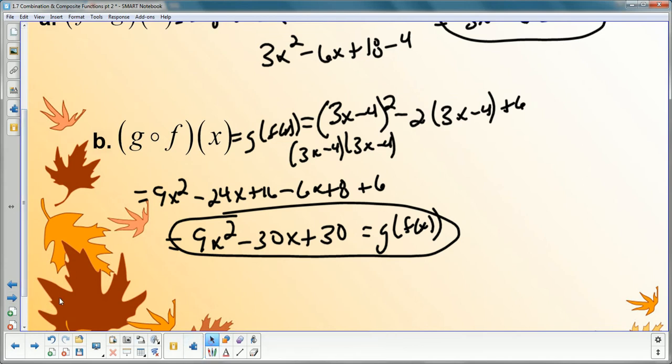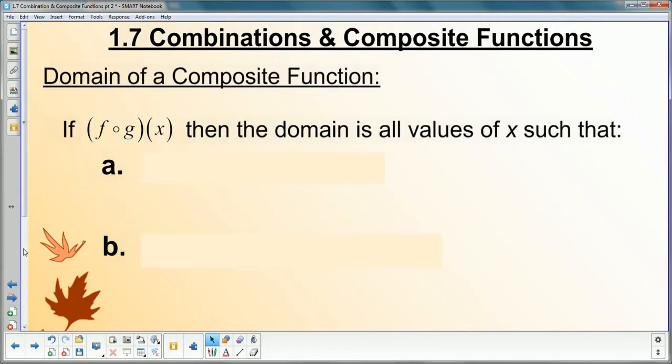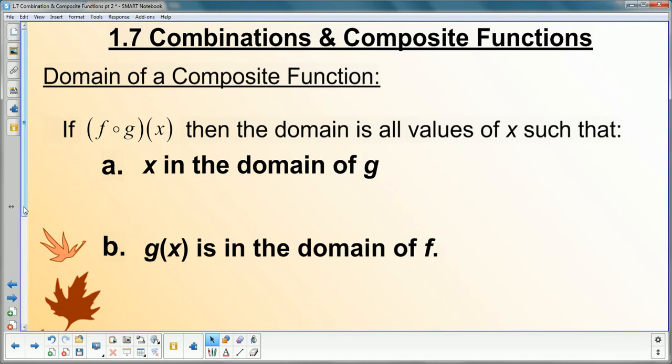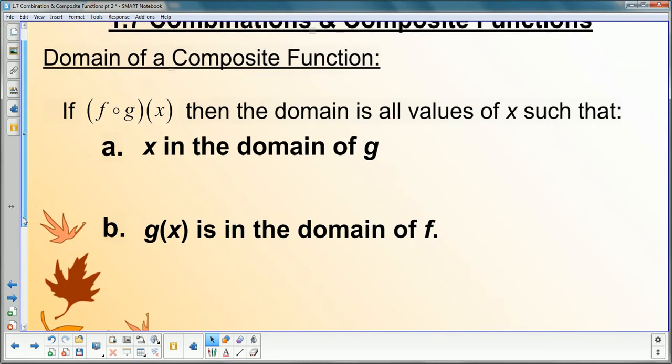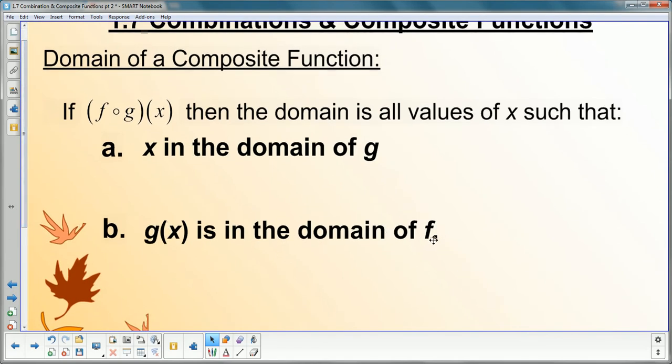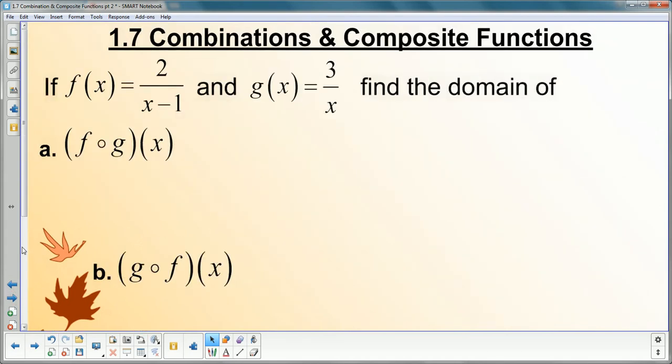When we talk about the domain of the composite functions, we need to first make sure that x is in the domain of g, meaning we're going to look at that interior function first and find its domain restrictions. Then we need to take those domain restrictions and find out what problems that would create in f. So we need to know the domain restrictions of both. The interior one is going to affect the exterior one.